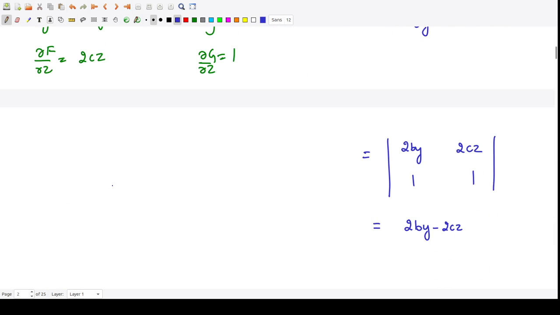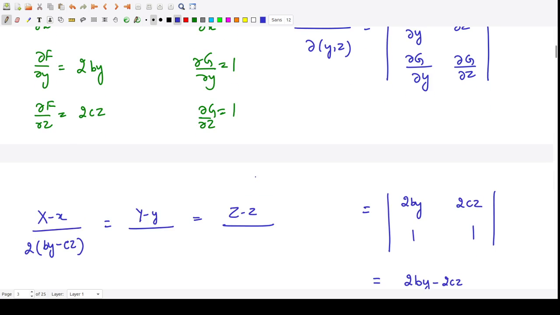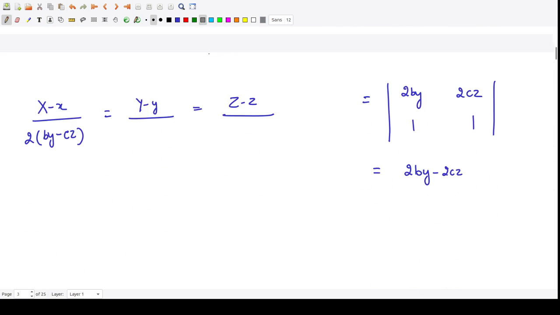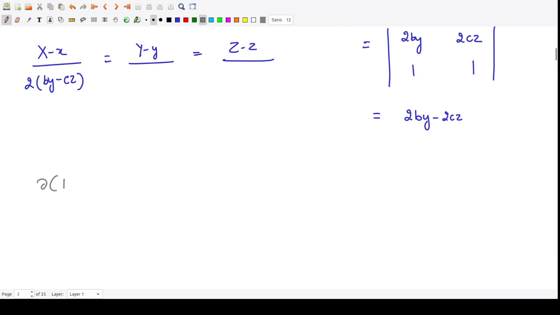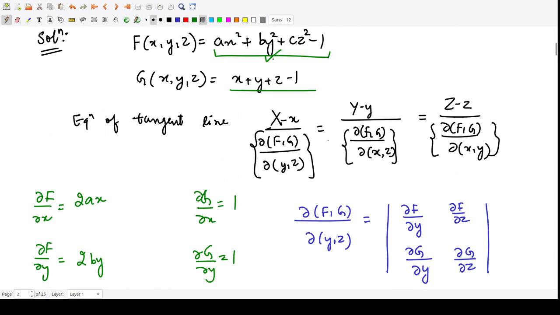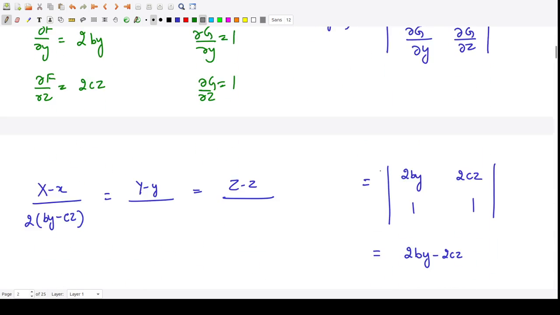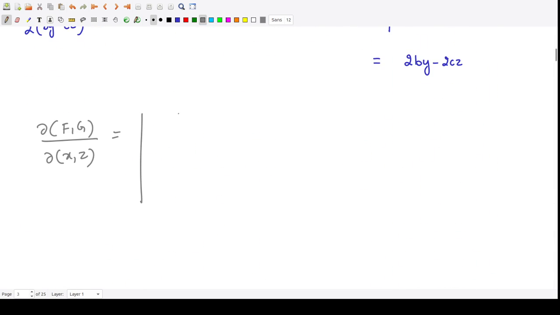So that means we have an equation as x minus x divided by this first quantity 2 into by minus cz. And then we'll calculate what is this second quantity, and similarly we'll calculate what is this third quantity. So when you calculate the second quantity, we are required to calculate the Jacobian of fg with respect to x and z. So this is what is required here. So for this term, we'll write down the formula first: del f by del x, del f by del z, and then del g by del x, del g by del z.